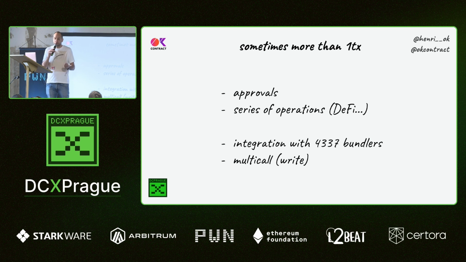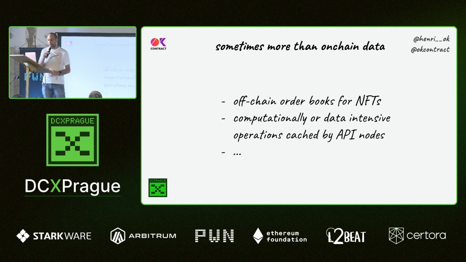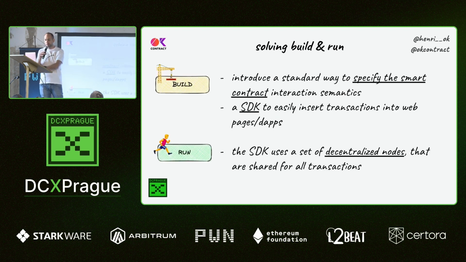And right now, most of the bundlers for 4337 still have one TX. So there's a lot of things that we can do better here, but the front-end code is so complex already that it's hard to add them. And sometimes also, and maybe even beyond DeFi, but for DeFi as well, we need more than on-chain data. There's off-chain data, for instance, NFT marketplaces that have off-chain order books, or data-intensive operations that you cache on these API nodes. And all this needs to be put together.